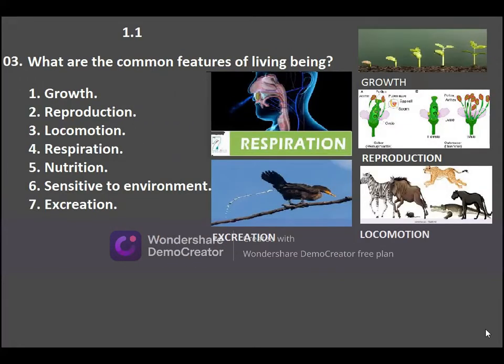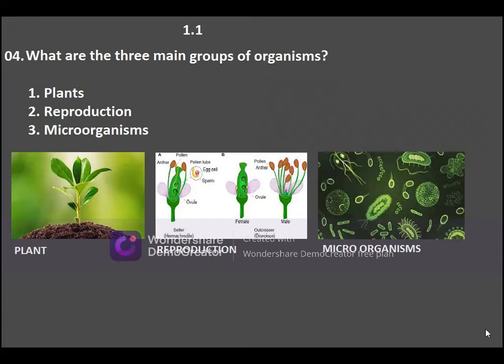3. What are the common features of living beings? Growth, reproduction, locomotion, respiration, nutrition, sensitivity to environment, excretion. 4. What are the three main groups of organisms? Plants, animals, microorganisms.